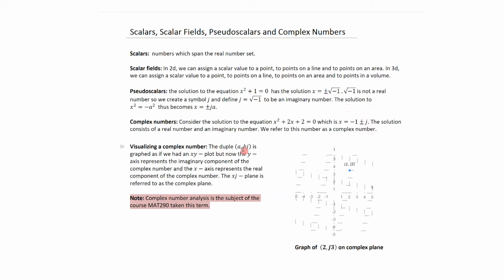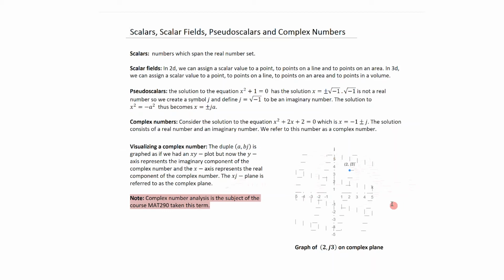So we create this duple, which is this ordered pair, a representing the real component and bj representing the imaginary component. We can graph it on an xy plot, but now the y-axis represents the imaginary component of the complex number. So this now becomes the j-axis rather than the y-axis. And the x-axis represents the real component of the complex number. So this now is not the xy plane, but the xj plane, and it's referred to as the complex plane.